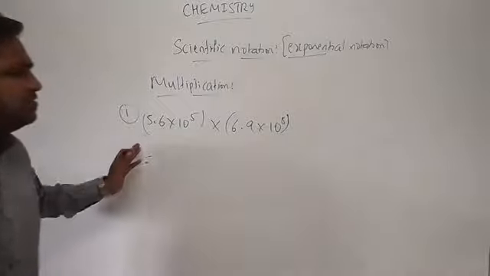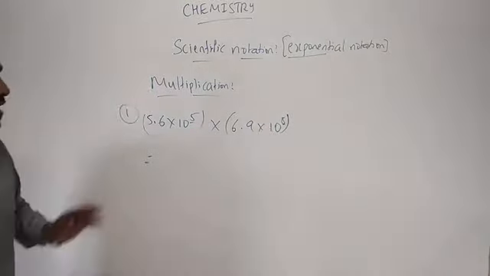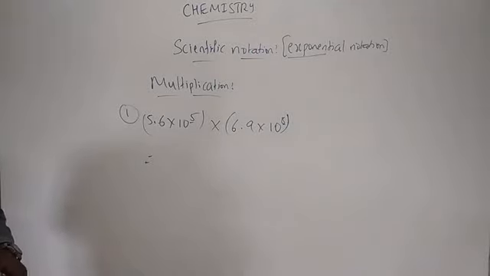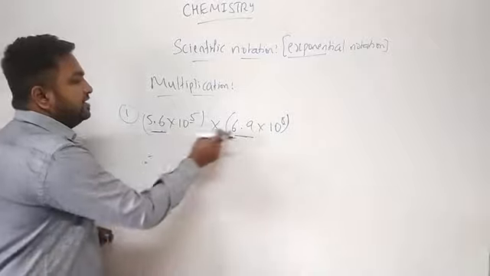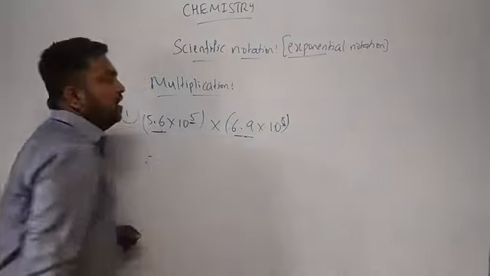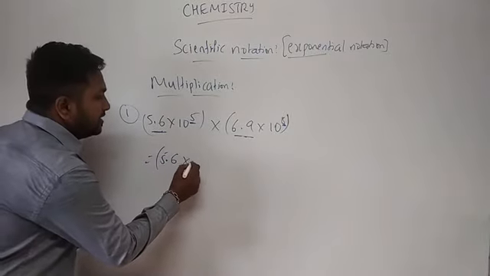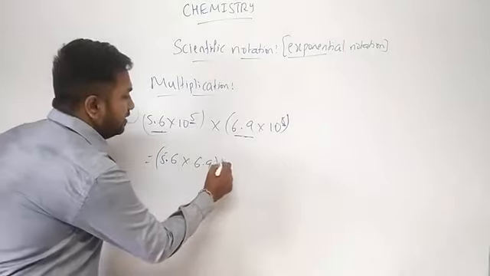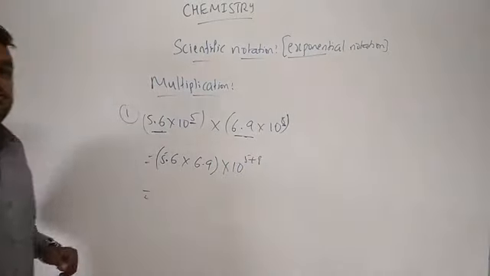In this case, you need not make the exponents the same. No need to worry in case of multiplication and division. Directly, you multiply these two digit terms and add the exponents, 5 plus 8. So let me write it now: 5.6 into 6.9 into 10 to the power of 5 plus 8. Clear? So this is the simple way.